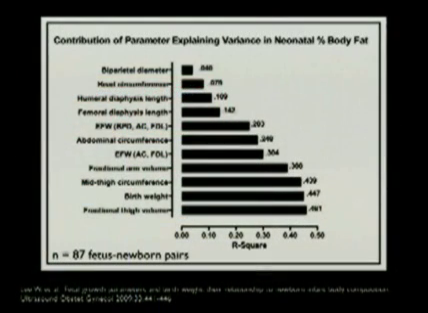We took 87 fetus-newborn pairs, and we measured them within 4 days of delivery. We measured the biparietal diameter, head circumference, and the humerus and femoral diaphysis length.